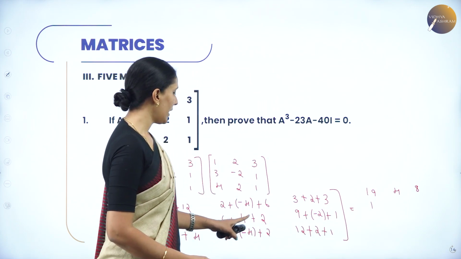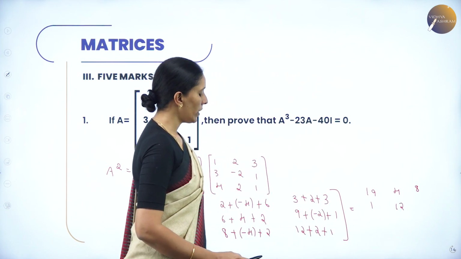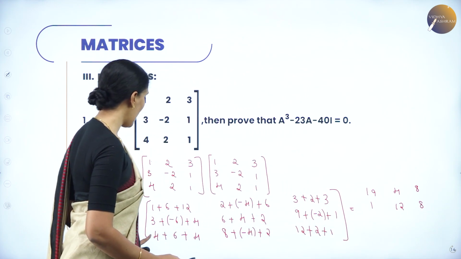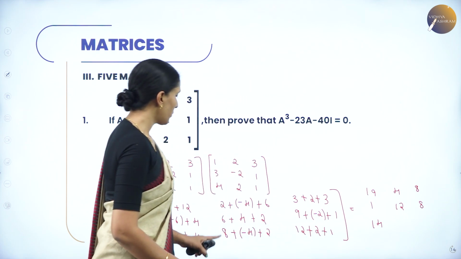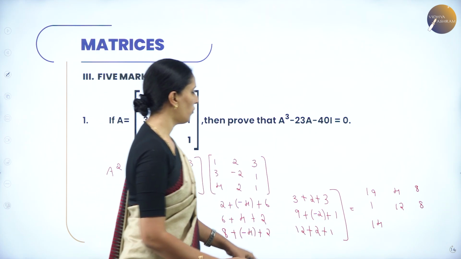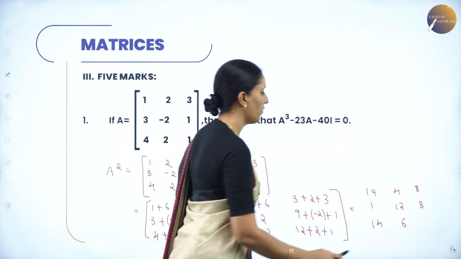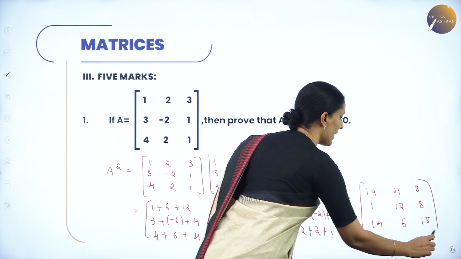6 plus 4, 10. 10 plus 2, 12. 9 minus 2 is 7. 7 plus 1, 8. Next we have 10, 14. Next we have 8 minus 4, 4. 4 plus 2, 6. 12 plus 2, 14. 14 plus 1, 15. So this is your A square.